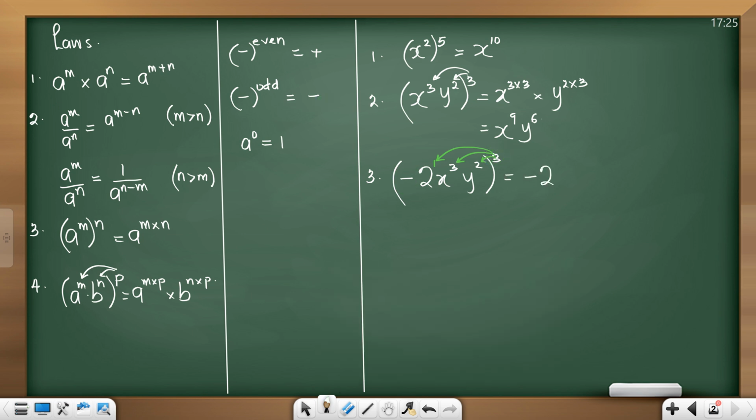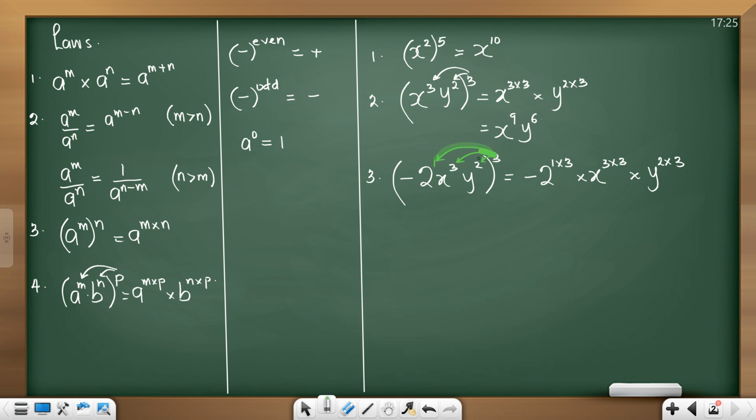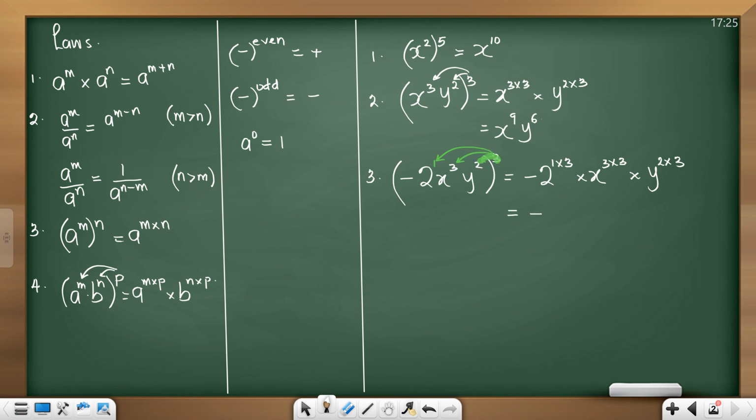Now, 1 times 3, I'm just going to write it for clarity, times x, 3 times 3, times y, 2 times 3. So I am taking my exponent that is outside and multiplying with the exponent that is inside. Now our negative remains. Now 2 to the power 3, don't forget it is 2 times 2 times 2. That gives me 8. And then I have x to the power 9 and y to the power 6. And that question is done.